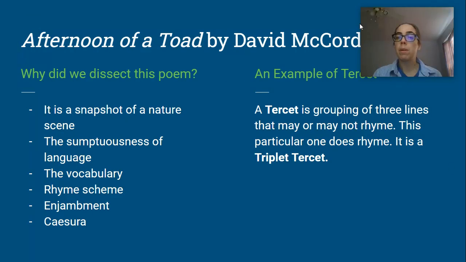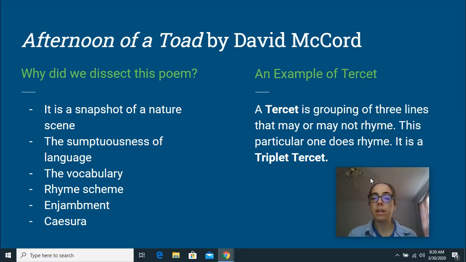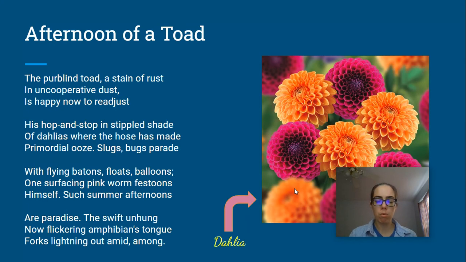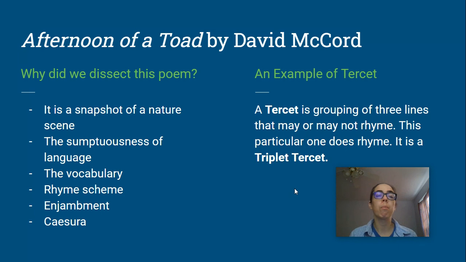So, this is an example. No, go back. Okay. This is an example of a tercet. I've got it on the right side here. If you notice, it has three lines in each stanza, and a tercet can be rhyming or unrhyming. This is a rhyming tercet, so it's called a triplet tercet.